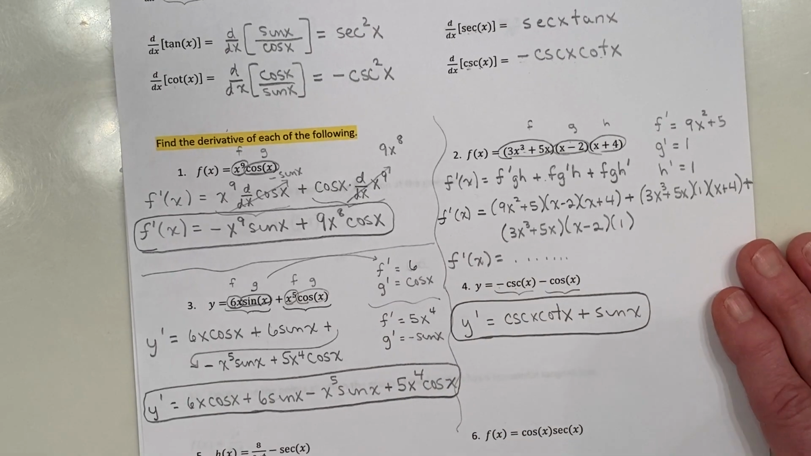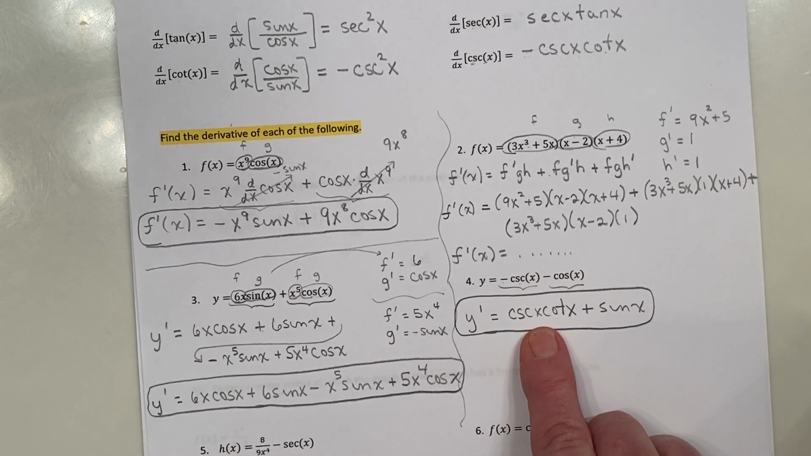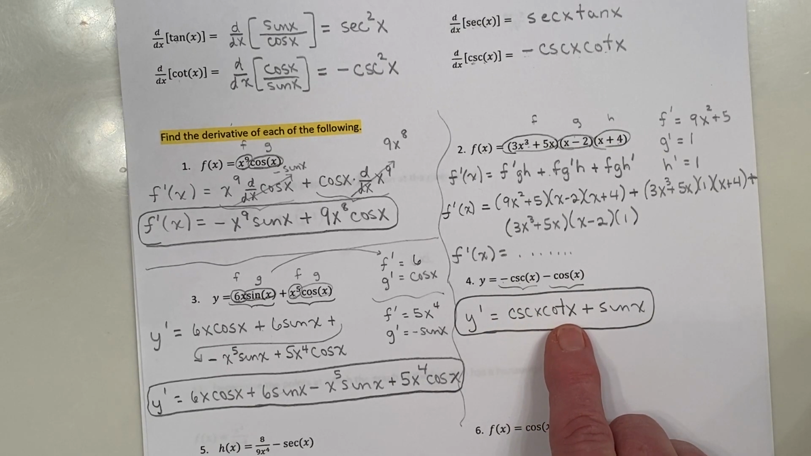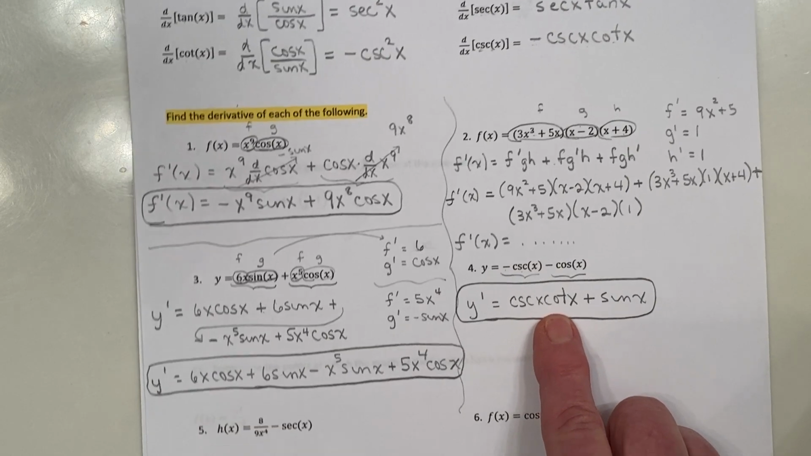And we're just going to leave it at that. Now we could do some identities here. We could change cosecant x to 1 over sine and possibly cotangent x to cosine over sine, but that's really not going to be any prettier. As a matter of fact, it'd probably be uglier. So we'll just walk away from this answer this way.